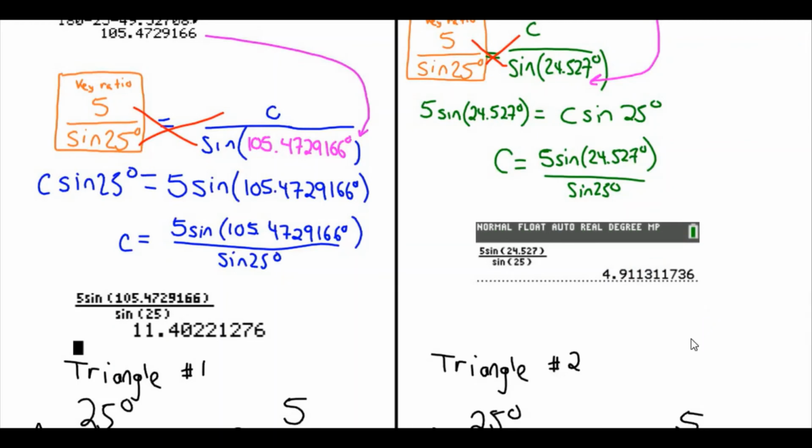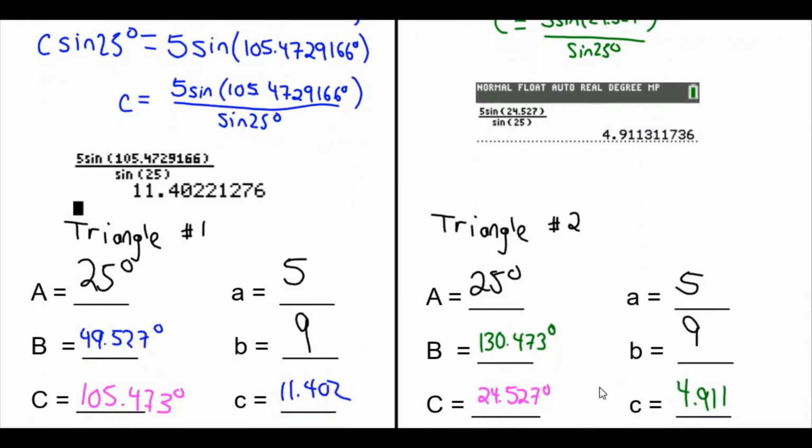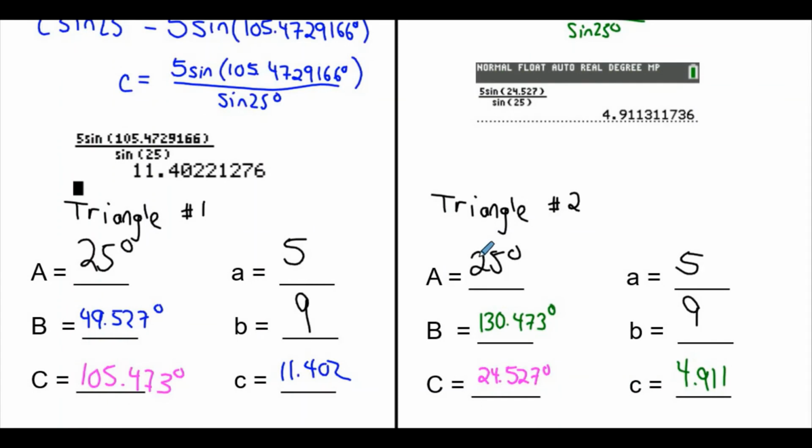Then I organize the information, and it's really interesting when you look at them side by side. A is the same as A. Side A, same as side A. B, same as side B. This is where the difference happens. This angle right here is the supplement of this angle.